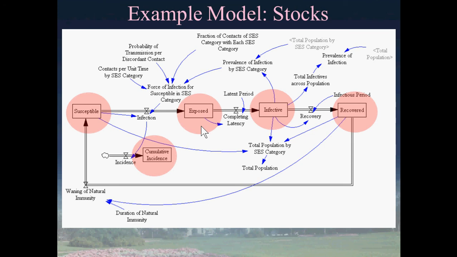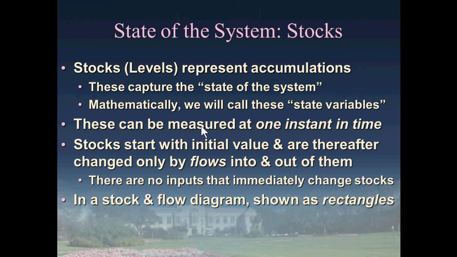They represent accumulation. They collectively specify the state of the system, the current status of the population. And at a mathematical level, we call these state variables. We call them state variables in a set of coupled differential equations, a set of state equations. They can be measured at an instant in time. They start with some initial value, and thereafter, they are changed by flows into and out of them. We don't specify how they change over time explicitly. They're changed by the flows.